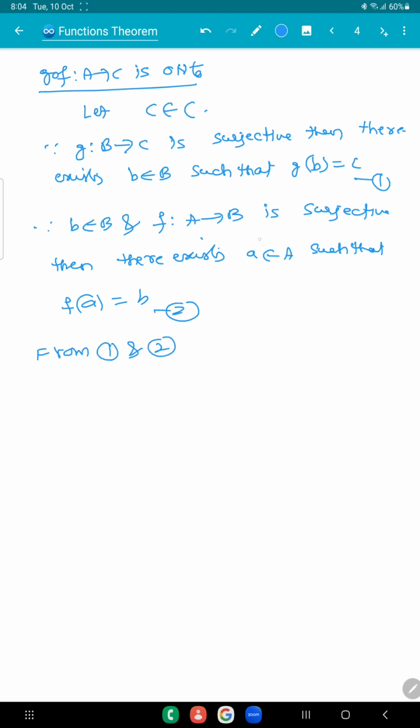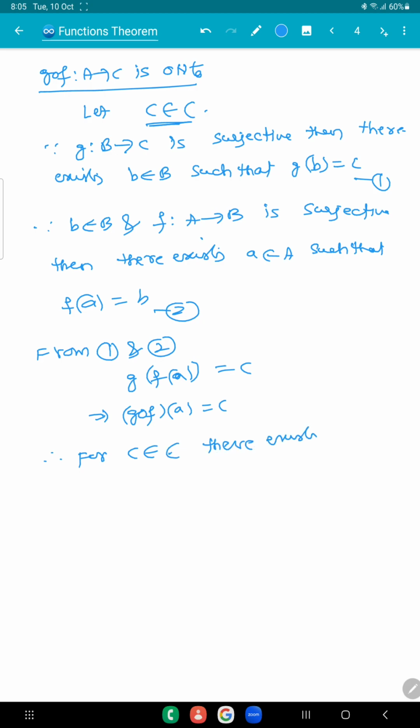what is b? b is equal to f of a, right? So g of b, which is g of f of a, is equal to c. So that implies that g circle f of a is equal to c. So for c belonging to C, there exists a belonging to A such that g circle f of a is equal to c.